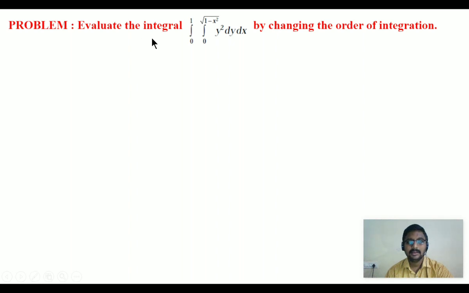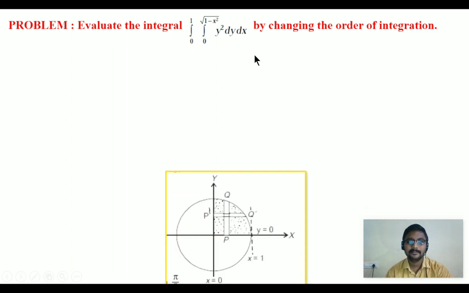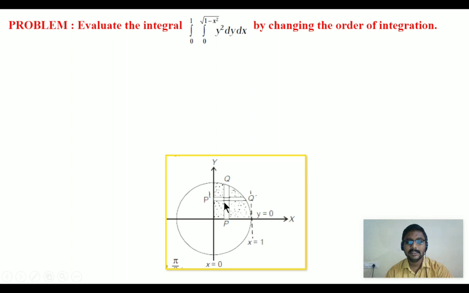Evaluate the double integral by changing the order of integration. The problem is we have to evaluate this double integral by changing the order of integration. So this is the rough sketch of the region according to the given problem. Here the y limits are 0 to root of 1 minus x square. Y varies as y equal to 0, y equal to root of 1 minus x square.